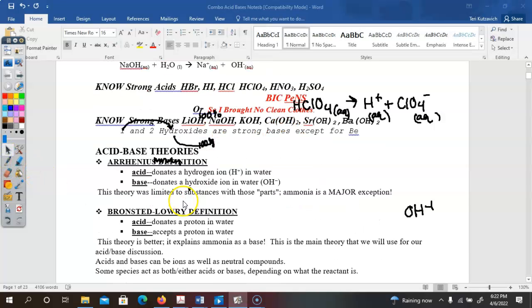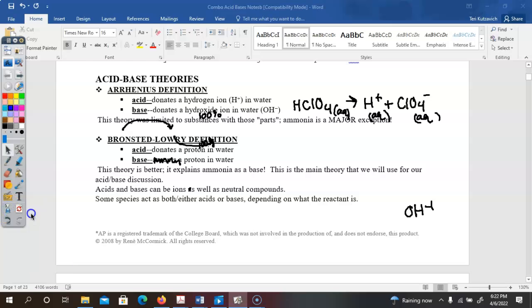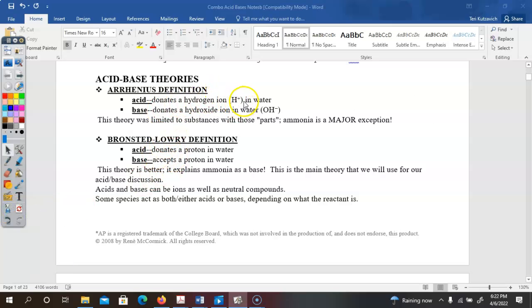There's a couple different theories here that we're briefly going to go over. Acids donate a hydrogen ion. Bases donate a hydroxide ion. That was okay, but what if you had something like ammonia? Ammonia is a base. Ammonia doesn't have a hydroxide to donate. So this theory was quickly replaced by the Bronsted-Lowry theory, where an acid donates a proton and a base accepts a proton. We discussed this way back in chapter 4, so hopefully it rings a bell.